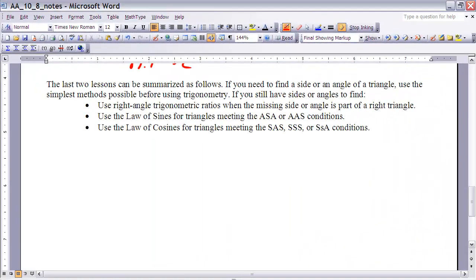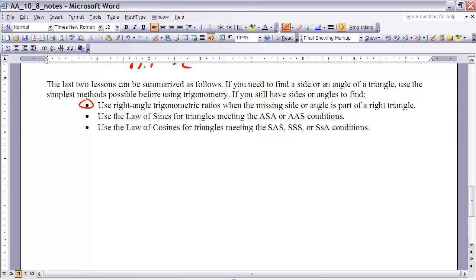Alright, finally I'd just like to summarize what we did in the last two sections about this whole idea of solving triangles. If you need to find the side or an angle of a triangle, the first thing you want to do is use your simplest methods, possibly before using trigonometry. So if you can use Pythagorean theorem, whatever the simplest method is, you want to use that first. Okay. After that, if you can use right triangle trigonometry, you'd like to do that. Okay, using your trigonometric ratios, and don't forget about those.